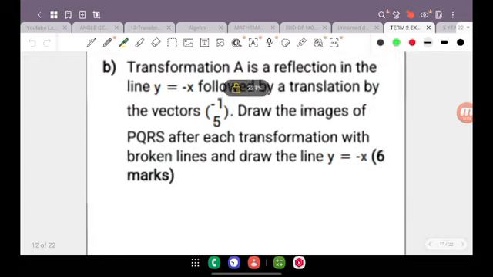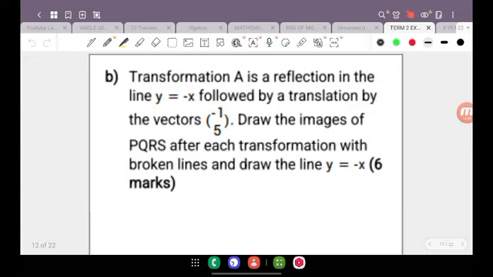All right, beautiful. Now once we plotted that point, it went on next to say that transformation A is a reflection in the line y equals negative x. And it is also followed by, after it has been reflected in that line, a translation by the vector negative 1, 5. Your task is to draw the images of PQRS after each transformation with the broken lines and draw the line y equals negative x.